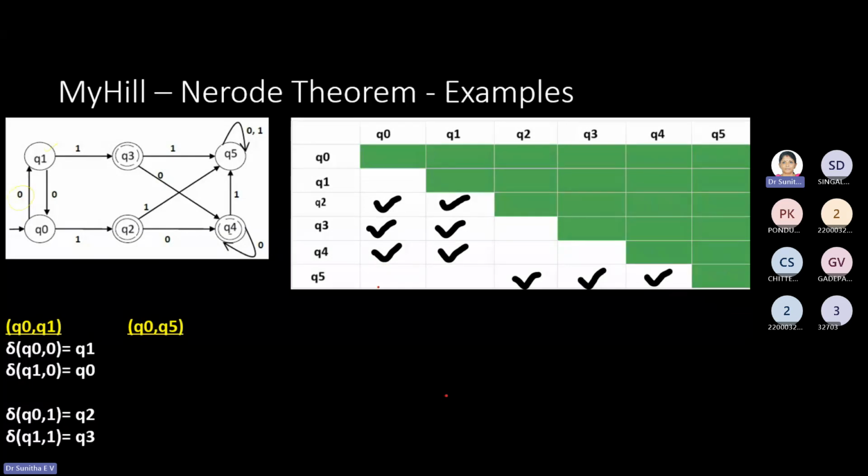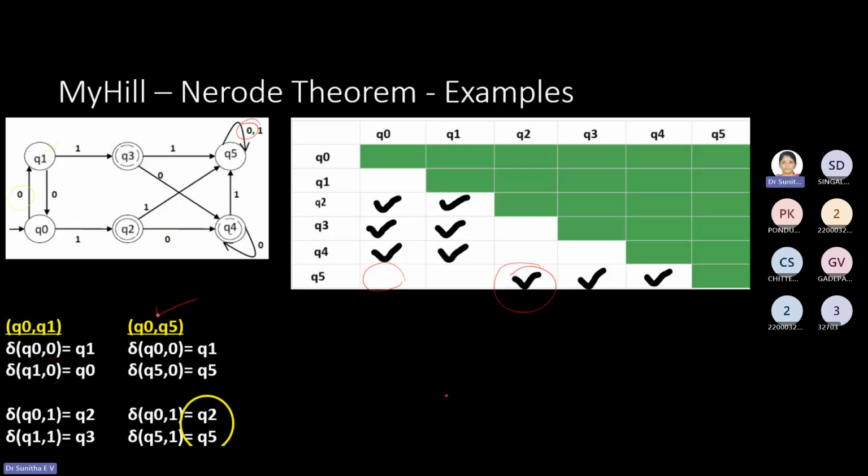Then the next unmarked pair is Q0, Q5. Again, we have to find the transitions for 0 and 1 for these two, Q0 and Q5. Q0, 0 is Q1, and Q5 goes to Q5 itself. Then you check whether this pair Q1, Q5 is marked. Q1, Q5 is not marked, so we cannot do anything. We leave it. Then we find the transitions for 1. The transition for 1 gives Q2, Q5. You can see that Q2, Q5 is marked here. So that means we can mark this pair Q0, Q5. That is what the third step says: if we find any transition from these unmarked pairs that goes to a marked pair, we can mark it. Q2, Q5 is a marked pair, so we can mark Q0, Q5.